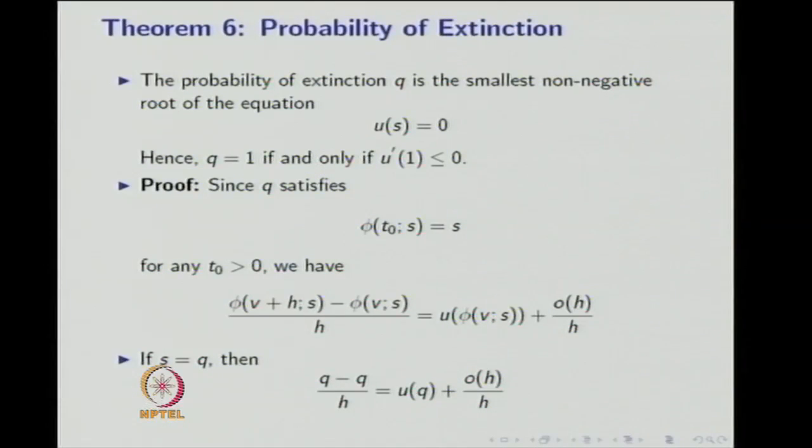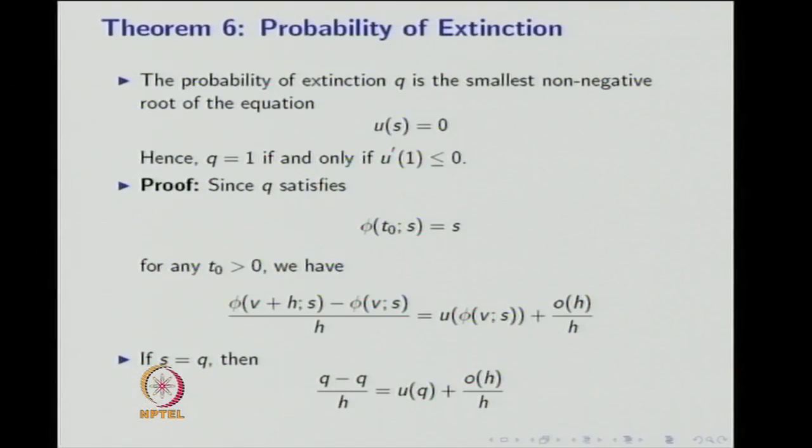Hence, Q is equal to 1 if and only if Q dash is less than or equal to 0. So, whenever Q dash of 1 is less than or equal to 0, then the extension event will be sure, the probability of extension will be 1. Now, we give the proof of probability of extension.